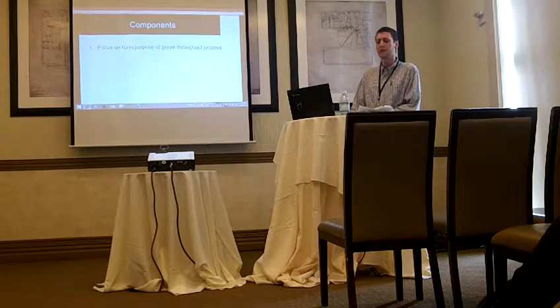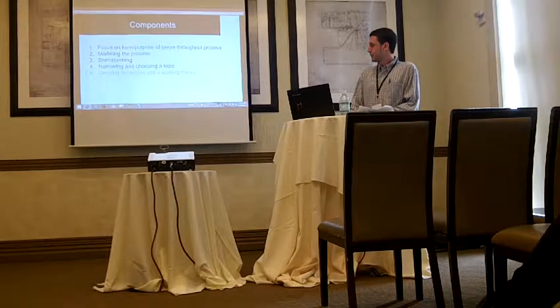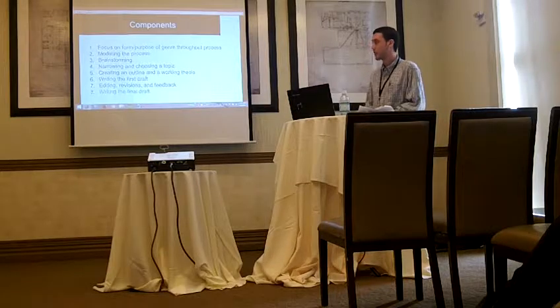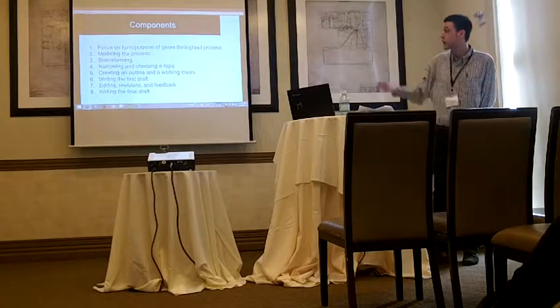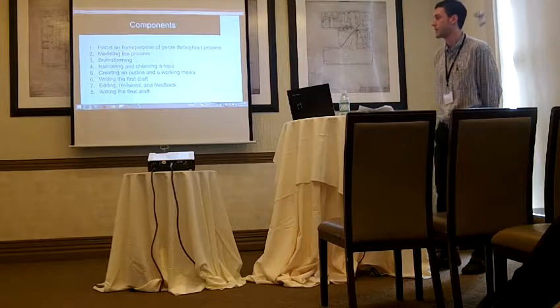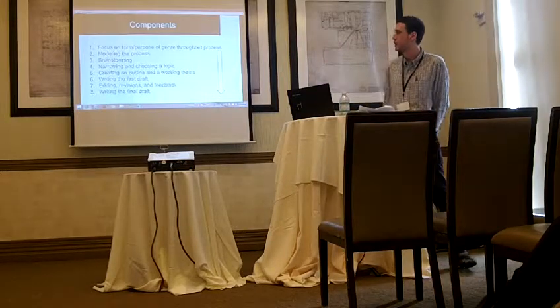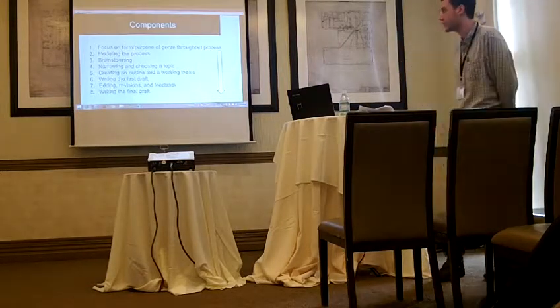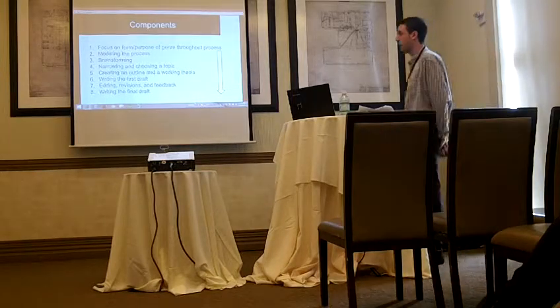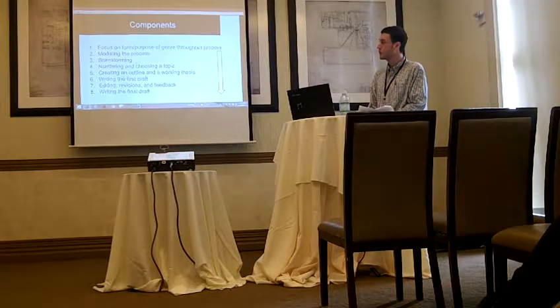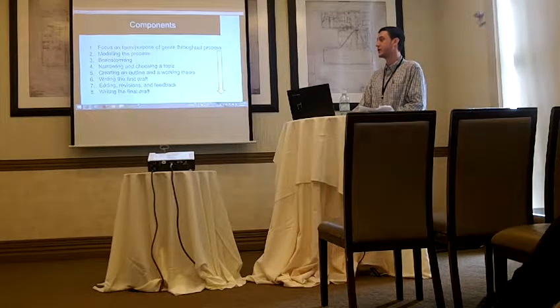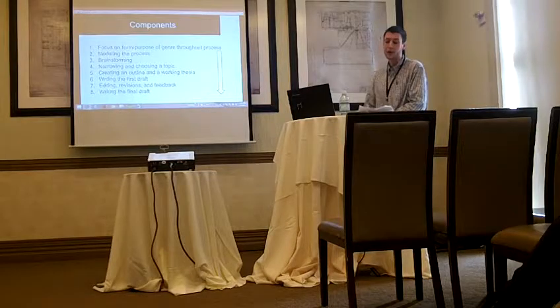What components should be included? Here we go. And again, you're going to be familiar with a lot of these already. These probably look very familiar. So focus on form and purpose of genre throughout the process. Okay, so then this would inform all of these, and when you have the opportunity to look at that explicitly, you can, and I'll talk about that. You need to model the process. That will be a theme today. Brainstorming, narrowing and choosing a topic, creating an outline, working thesis, writing the first draft, editing, revision, feedback, and writing the final draft. Now, this is how I've divided it up.